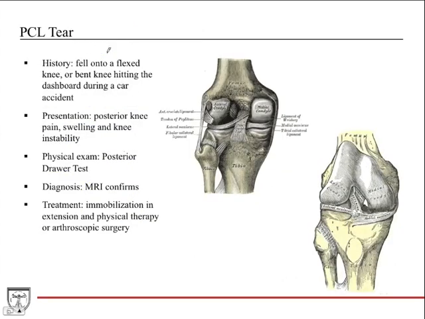PCL tear. So history is they fell onto a flexed knee. So if you remember, PCL prevents hyperflexion. So usually someone, a basketball player jumped up to block a shot and they come down and their knee was flexed and they came down on that flexed knee, that could tear the PCL. Or a bent knee hitting the dashboard during a car accident. So if you remember, this prevents posterior dislocation. So the knee hits the dashboard and it pushes the tibia backwards or posteriorly, tears the PCL. That's another way to injure it.